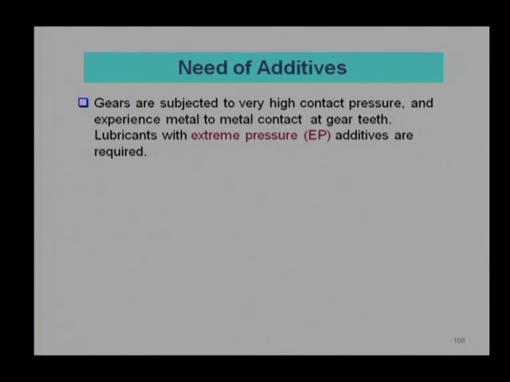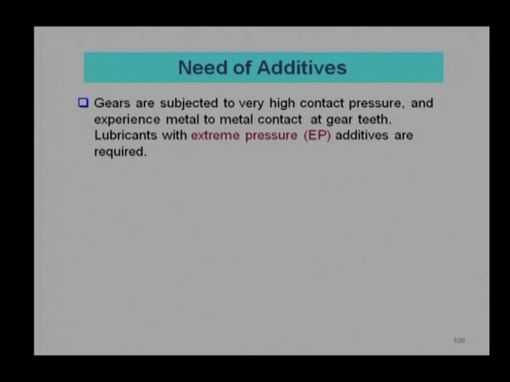Today we are going to cover a few more, but before we start that, there is a need to spare some time finding what the need of these additives is, with some examples. The first example is gears. Say the gears are subjected to very high contact stresses, and due to the high contact stresses, the lubricant will be squeezed out. There will be metal to metal contact. To avoid the failure, to avoid the seizure of the gear, we require EP additives, what we call extreme pressure additives.